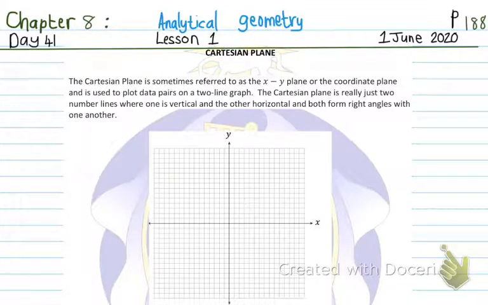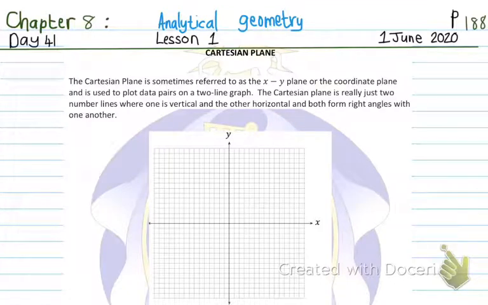So let's start. Today we're going to do revision about coordinates and the Cartesian plane. This you've already done in grade 8 and 9, so this is just a little bit of revision and very easy. Tomorrow we start with the real stuff, the grade 10 stuff. So let's just ease it in and start. The Cartesian plane is sometimes referred to as the XY plane or the coordinate plane, and it's used to plot data pairs on a two-line graph. The Cartesian plane is really just two number lines, where one is vertical and the other horizontal, and both form right angles with one another.